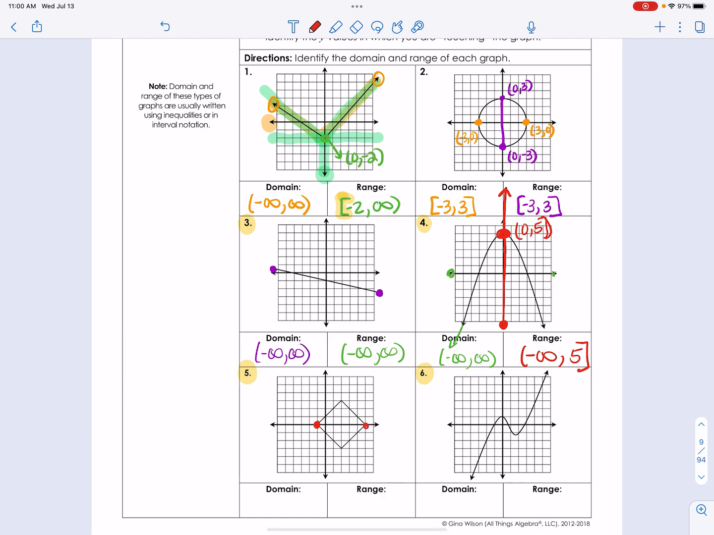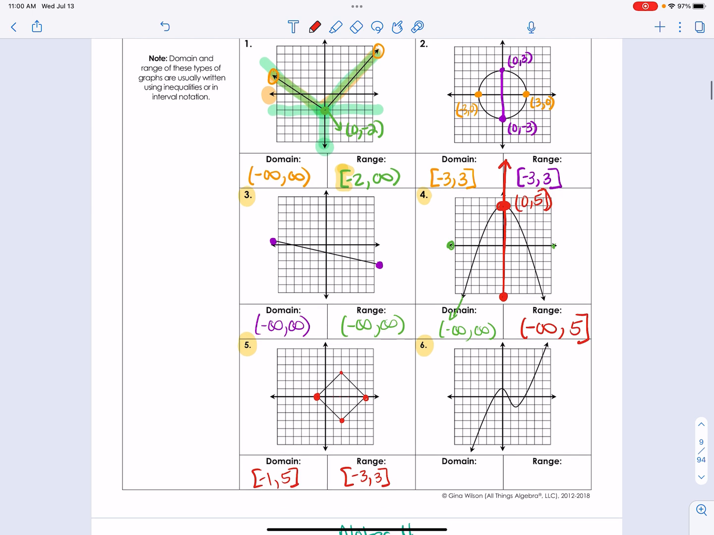That was -1 to 1, 2, 3, 4, 5. So -1 to 5. And this was -3 to 3. Okay. And then on the next one, same thing. Because of these arrows, it's kind of like that line on number 3. It's going on forever left and right, and it's going on forever up and down.